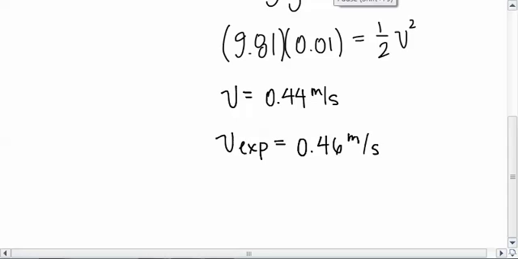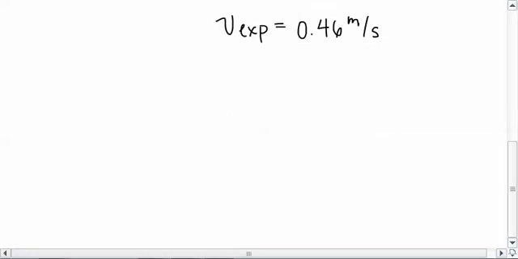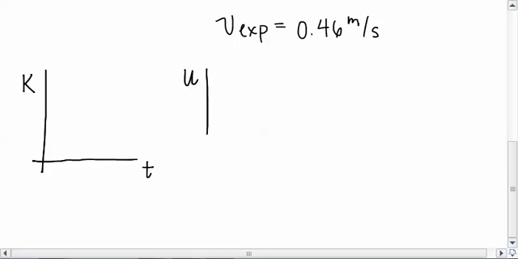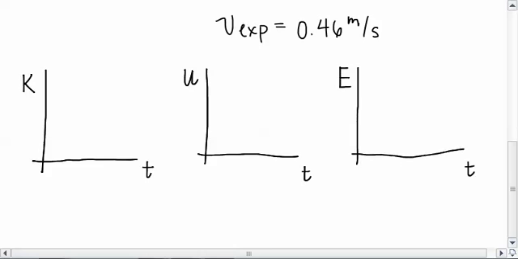Okay, so with your group at your table, there should be a whiteboard near you. Anything can be erased. I'd like for you to draw a graph of the kinetic energy of our pendulum versus time, the potential energy of the pendulum versus time, and the total energy of the pendulum versus time. But I want you to only do this for 1/2 of a period.